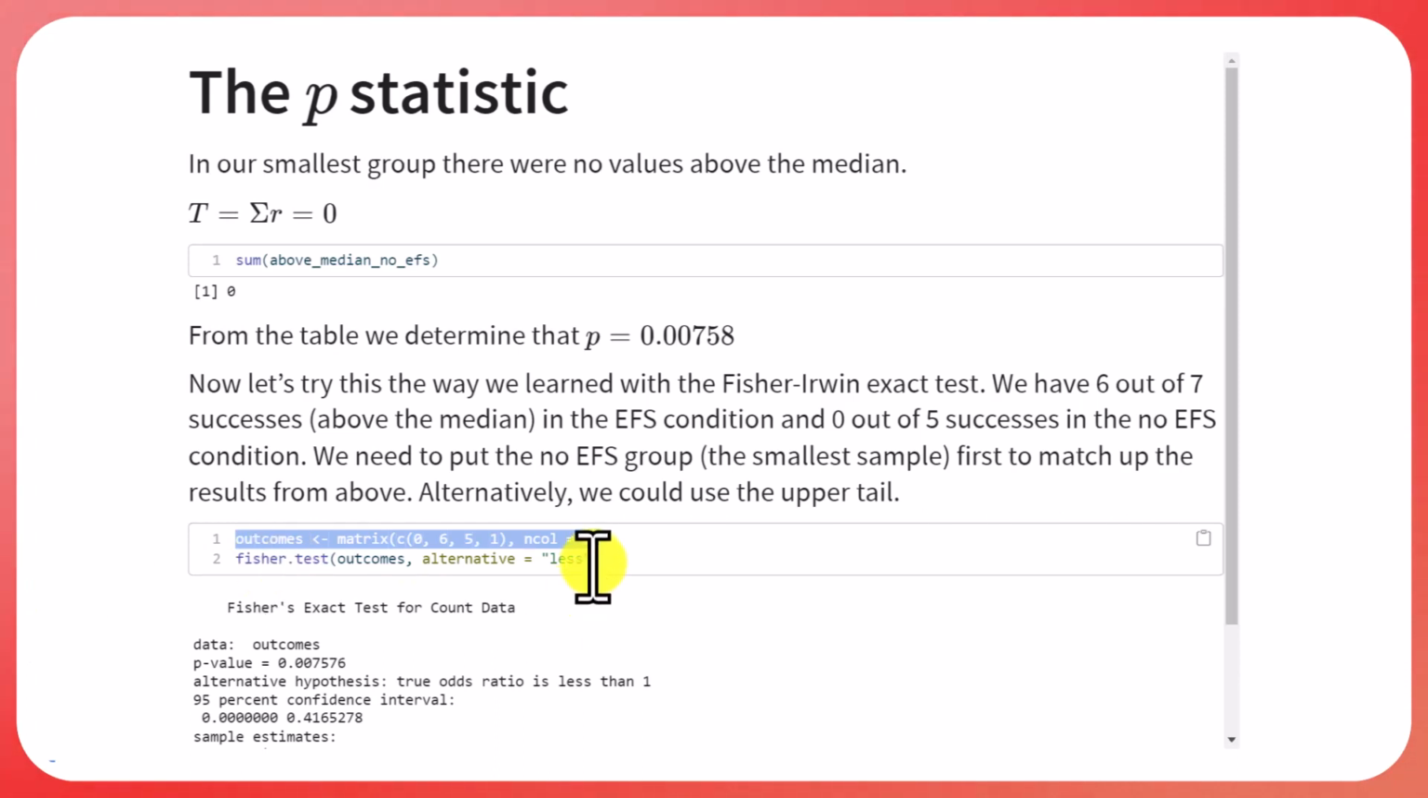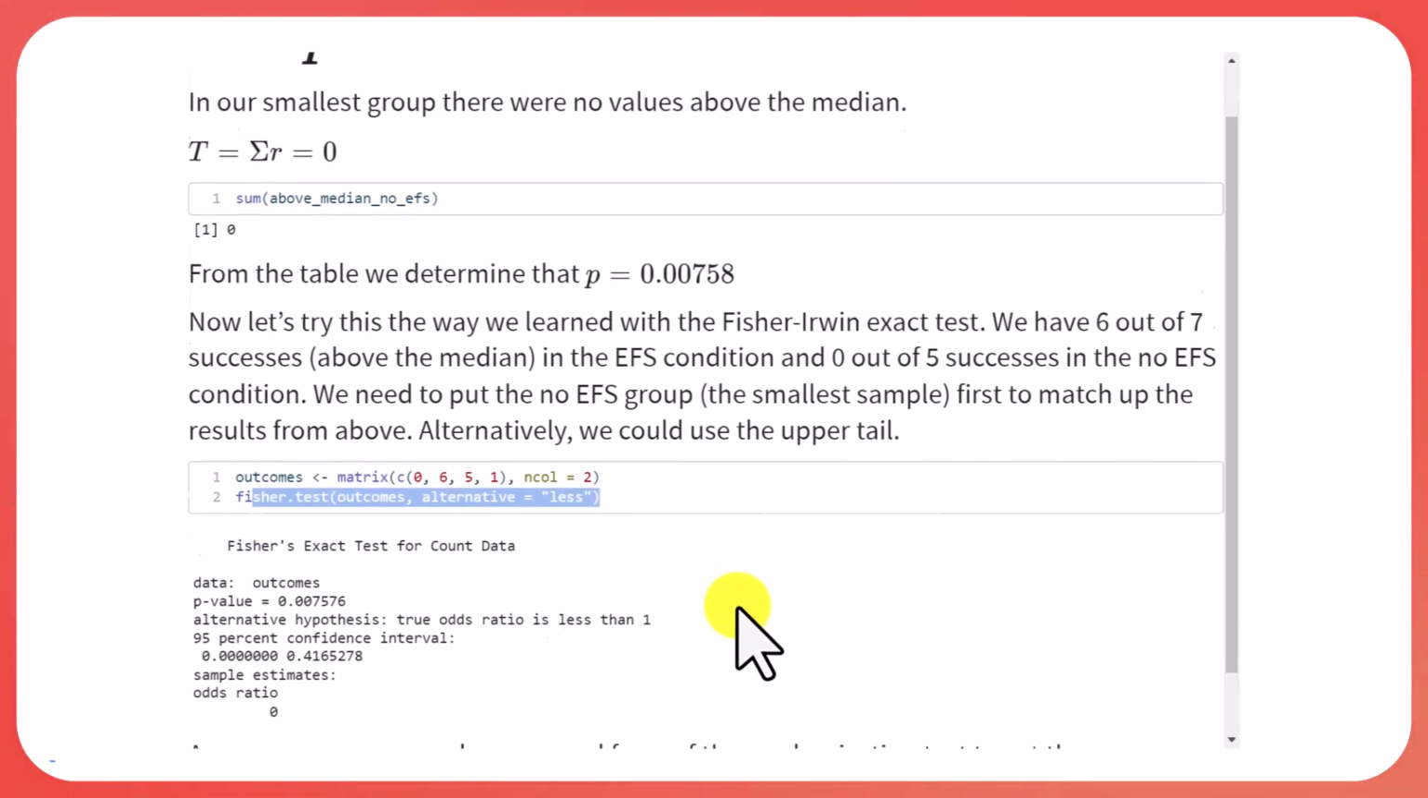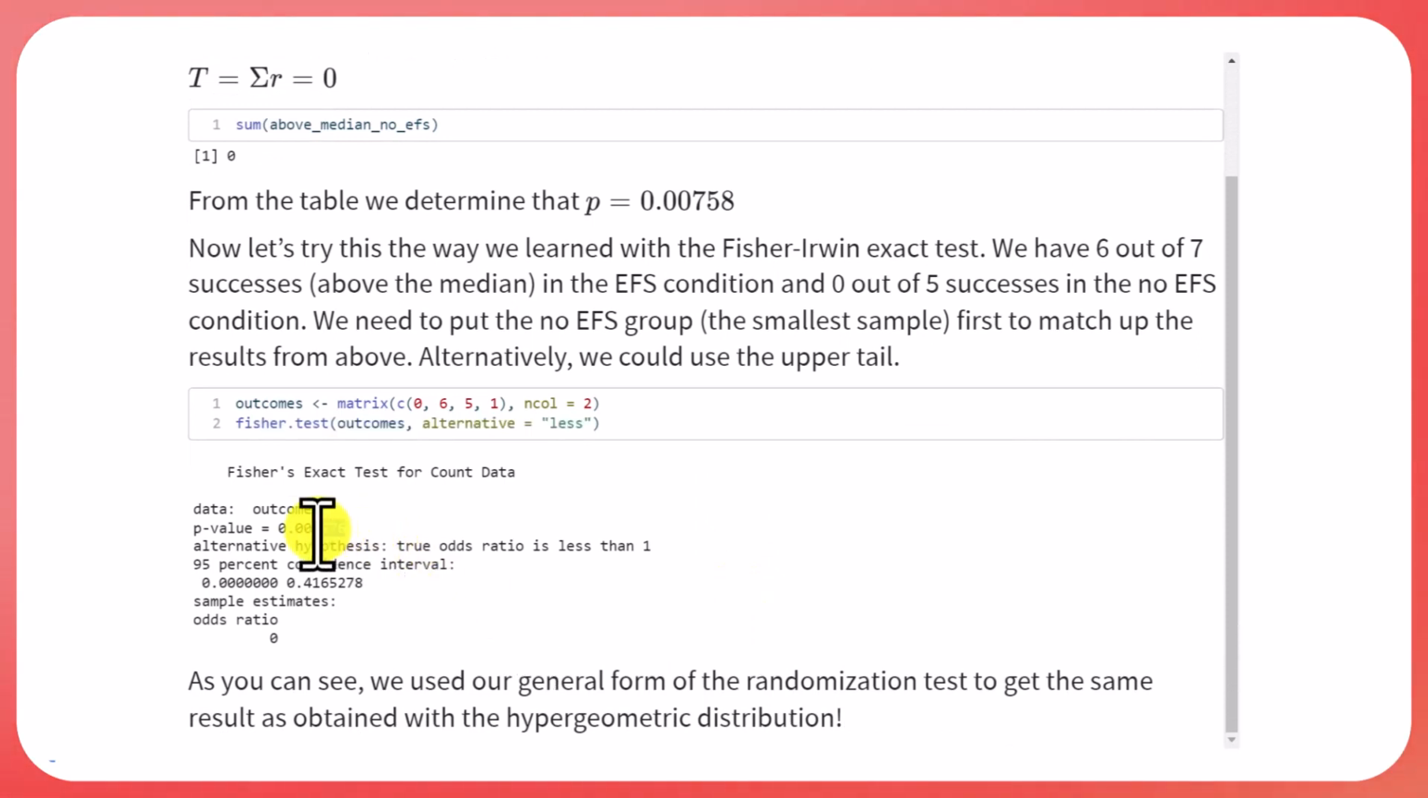The alternative hypothesis is less because the way I've listed them is to match up the way that I just did it, where we're focusing on the no EFS group. And notice what we get here, a p-value of 0.007576. So as you can see, we used our general form of the randomization test to get the same result as obtained with the hypergeometric distribution. So we really have 4 kinds of replacement scores: original scores, ranks, normal scores, or zeros and ones.